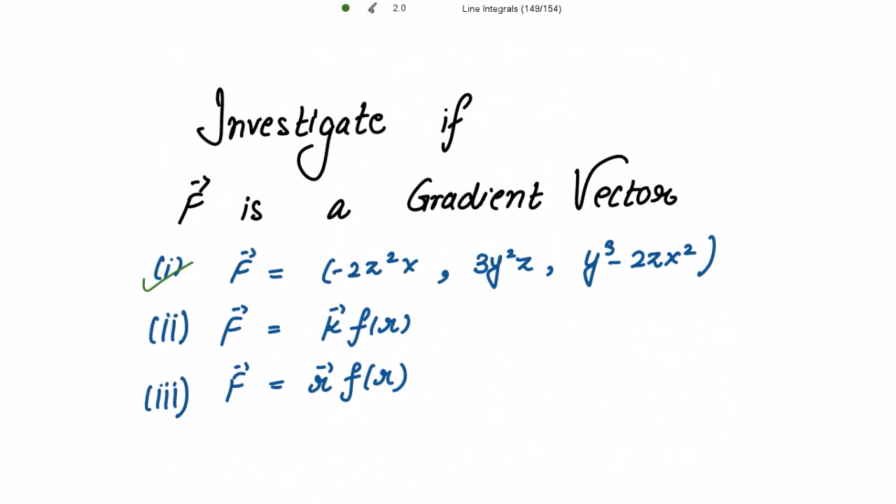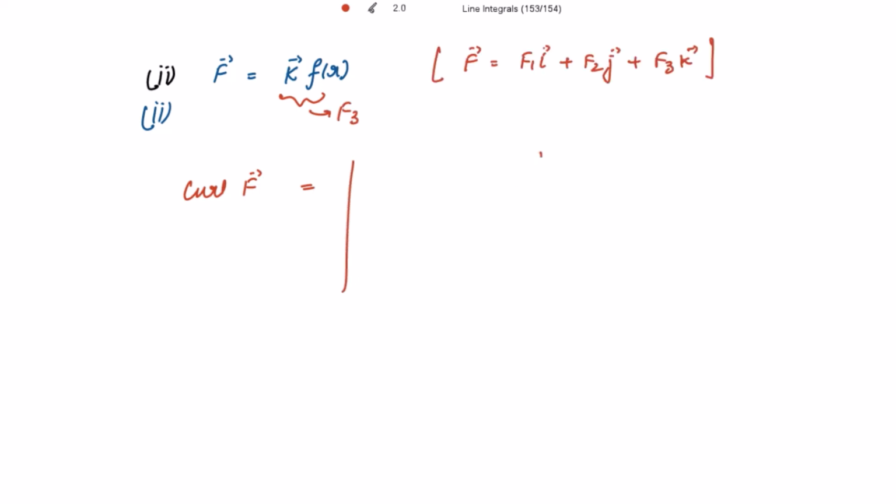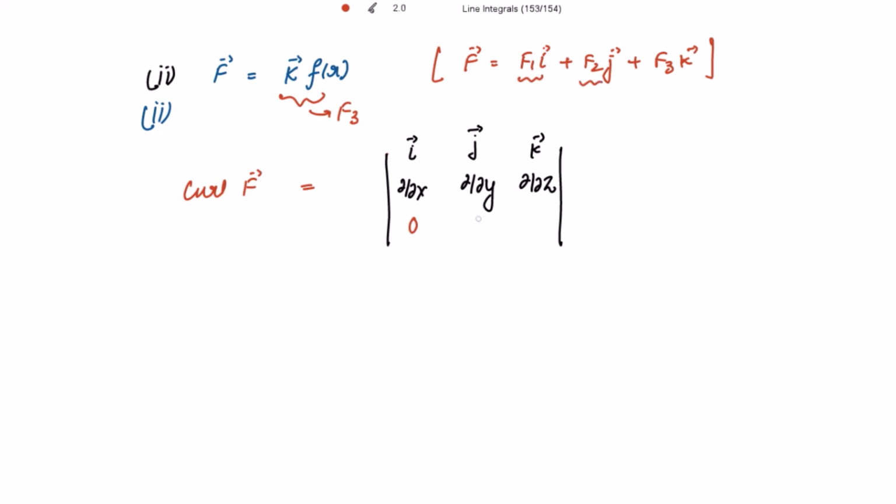Let's check the second one. Now here F vector r is equal to k vector into f(r). That means we are having only the third component of F vector. So let's calculate the curl of F vector. That means this is your f3 only. So this is the determinant of, now there is no first component of F vector, so this is 0. And there is also no second component of F vector, so this is also 0. And the third component is f of r.